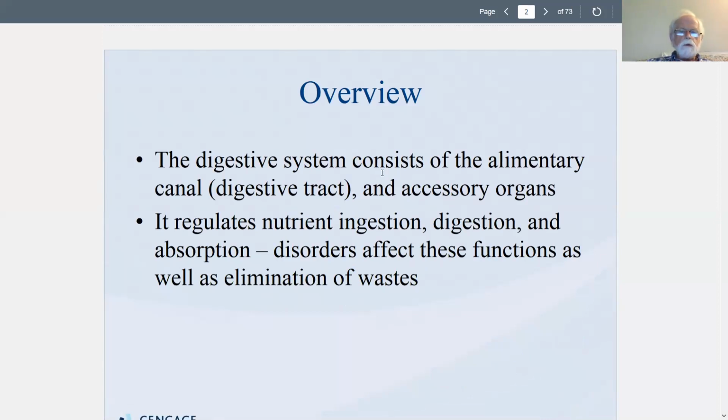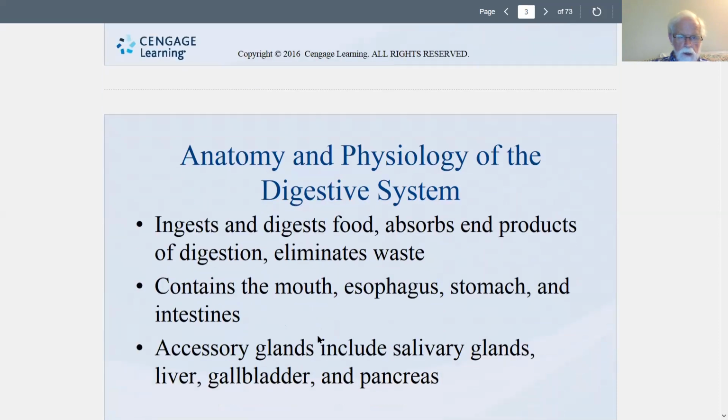The digestive system consists of what we call the digestive tract, the alimentary canal, and the assorted organs that go along with it. We'll get to some of those later. It regulates the ingestion and digestion of nutrients, and then absorption of those nutrients, to be able to transfer these nutrients to the body tissues.